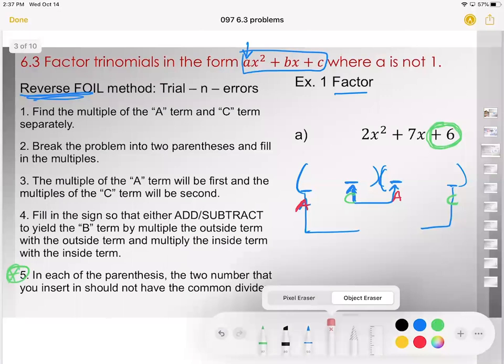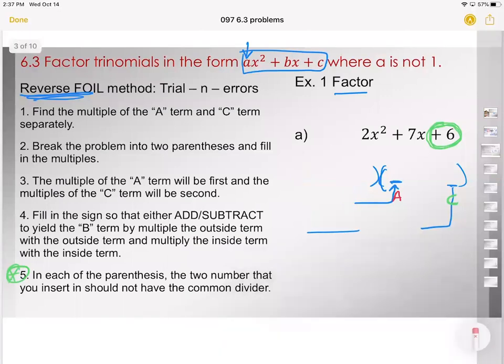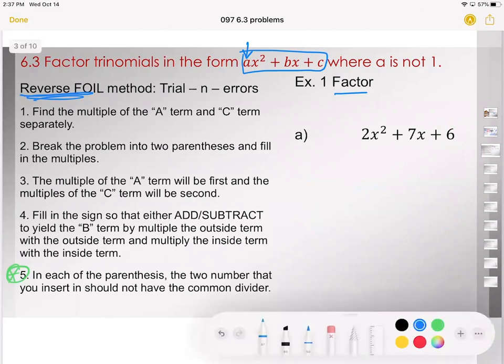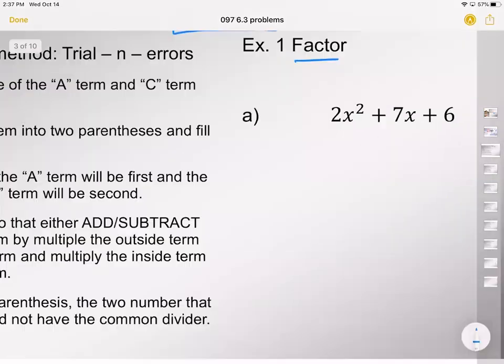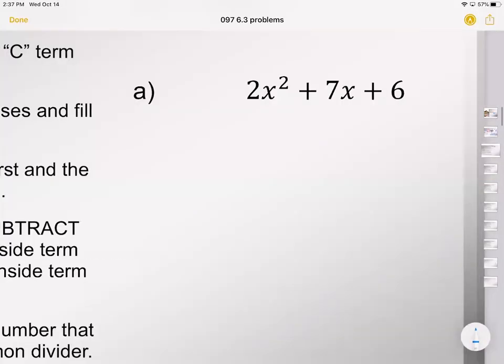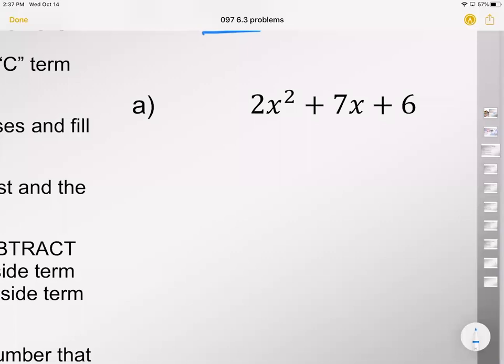Let's see how I would attack this problem if I were you. This is my problem. They tell me to find the multiples of the A term. This is my A term, this is my B term, and this is my C term. So do you agree that the multiple of 2 is only 2 times 1? That's what 2 is, right? 2 times 1.